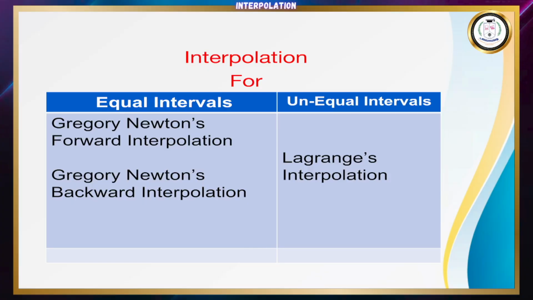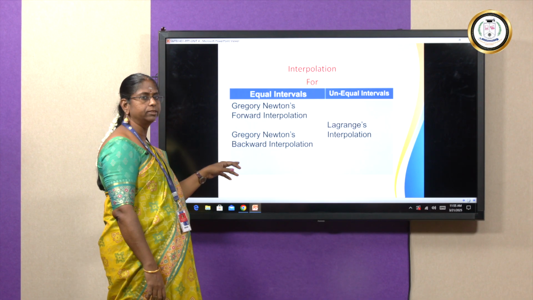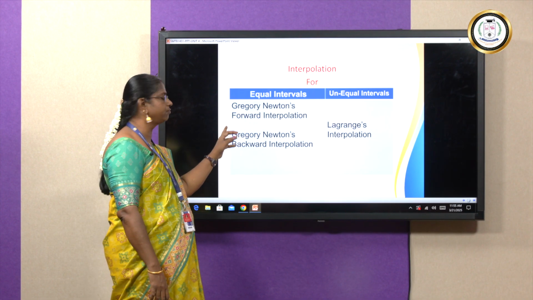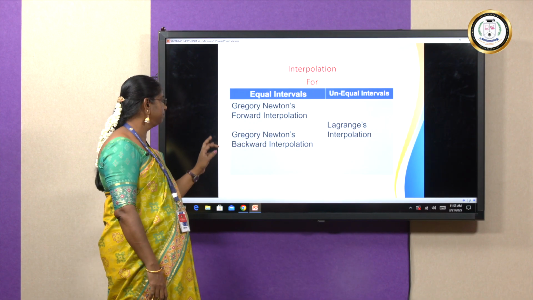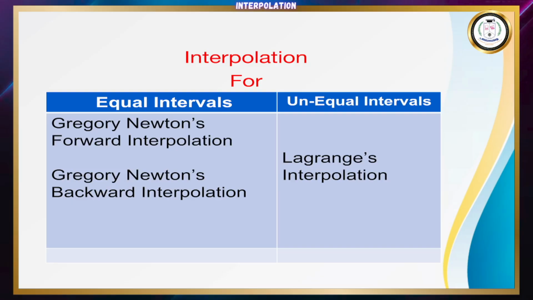Interpolation can be taken for two types of intervals. One is equal interval, the other one is unequal interval. For equal intervals, we have two methods, Gregory-Newton's forward interpolation formula and Gregory-Newton's backward interpolation formula. And for unequal interval, we have Lagrange's interpolation formula.